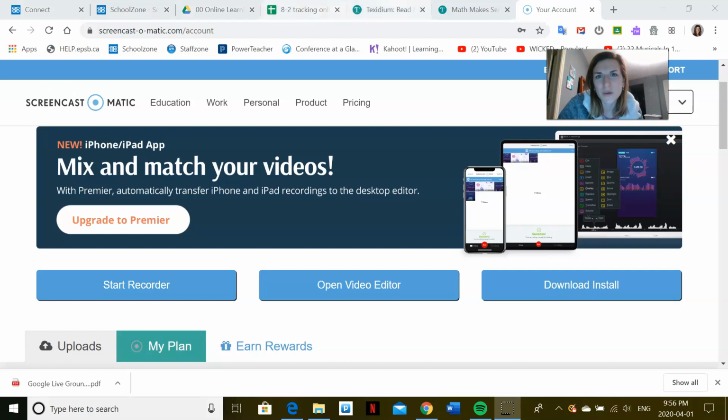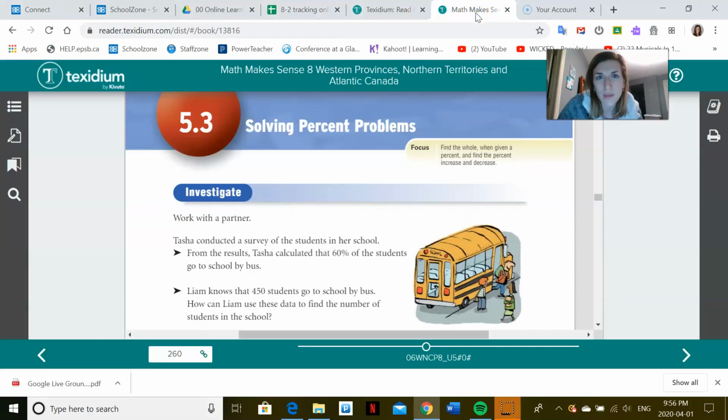So if we go to your textbook, Math Makes Sense, today we're going to start on page 260. And so we're just going to go through a couple problem questions, and then I'm going to give you some questions to do for practice. I thought that I would go through a couple of these and just show you my work. It looks a little bit different than what the textbook uses, so use whatever way works for you.